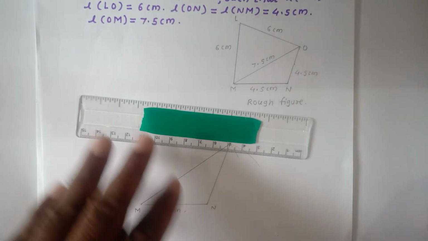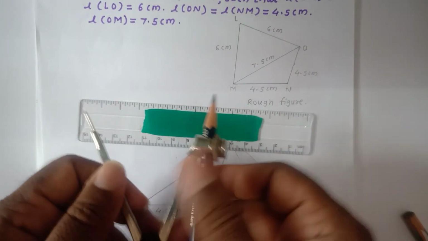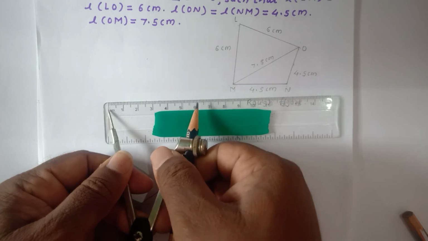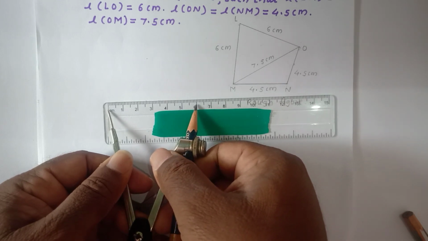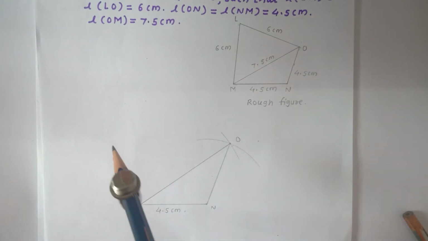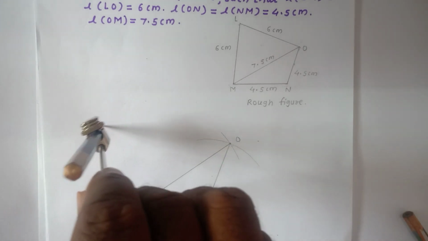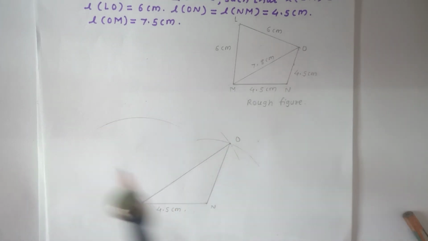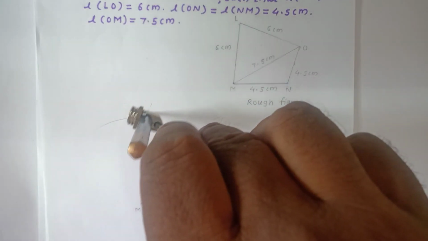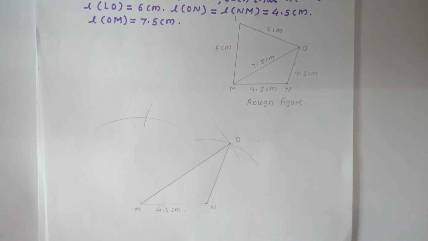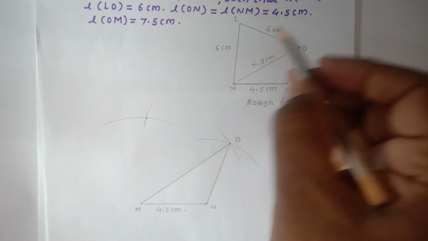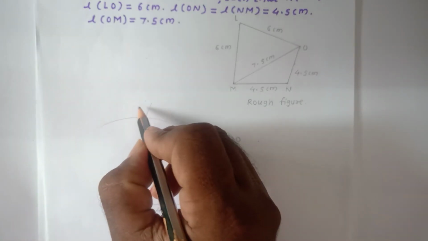Now take distance 6 centimeter in a compass. This is 6 centimeter. Now put compass on point M and draw an arc here in this way. Put compass at point O and draw another arc intersecting the first arc. So this point is the point of intersection of these arcs. This point is L.